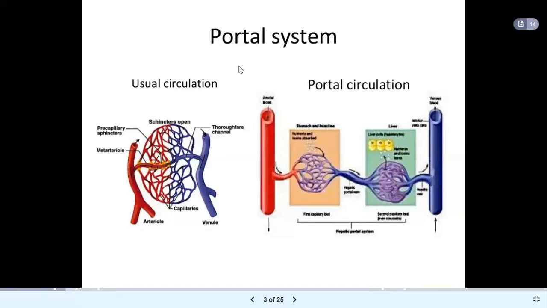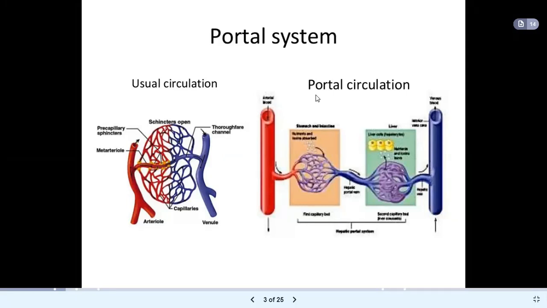So how is this portal system different from the other parts of circulation? Now you can see the usual circulation. On one side we see the arteries dividing into arterioles, meta-arterioles and capillaries. Capillaries join to form the venules, and finally the venules join to form veins, and there are big veins draining into the superior and inferior vena cavae, right? So here you have one network of capillaries.